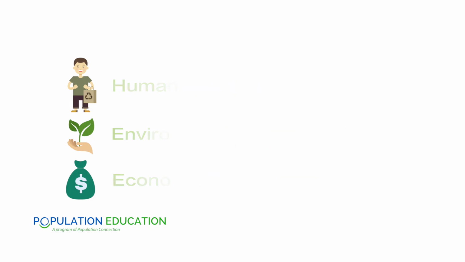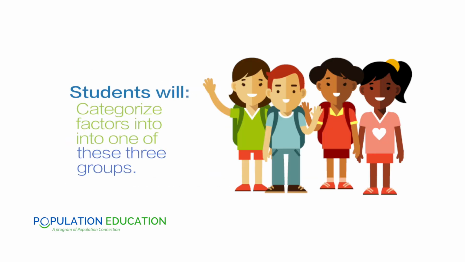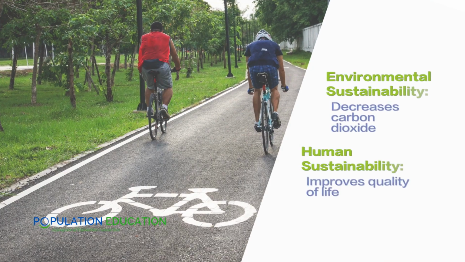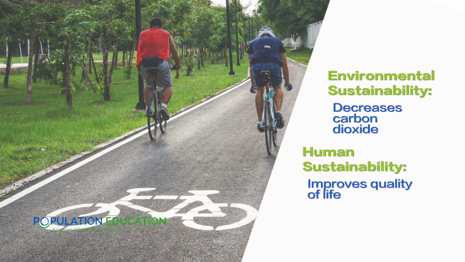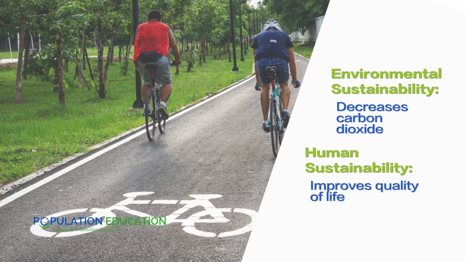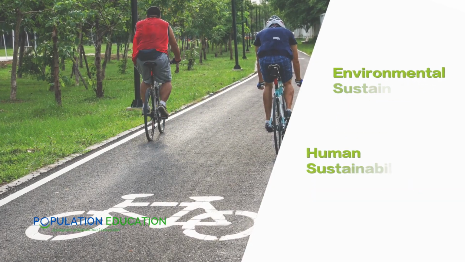sustainability. So, in their small groups, students will now look at the large class list and see if they can categorize all of these factors into one of those 3 groups. Now, some factors might actually fall into multiple categories. For example, bike lanes. That could be considered environmental sustainability because it decreases carbon dioxide emissions, as well as human or social sustainability because it improves quality of life.